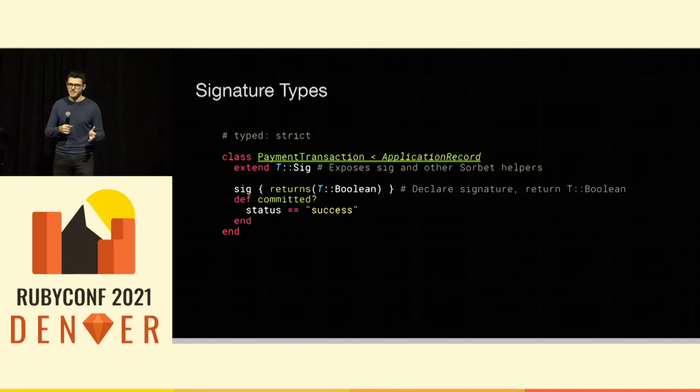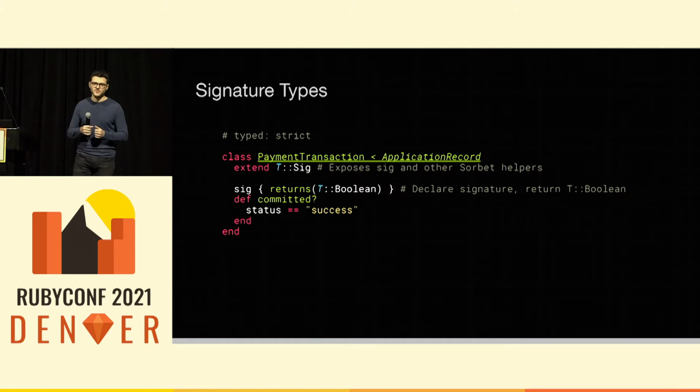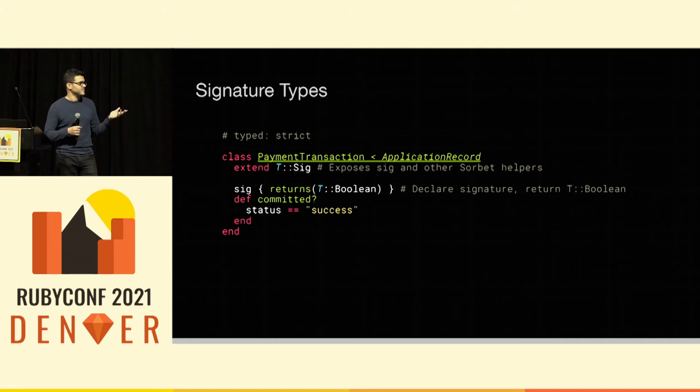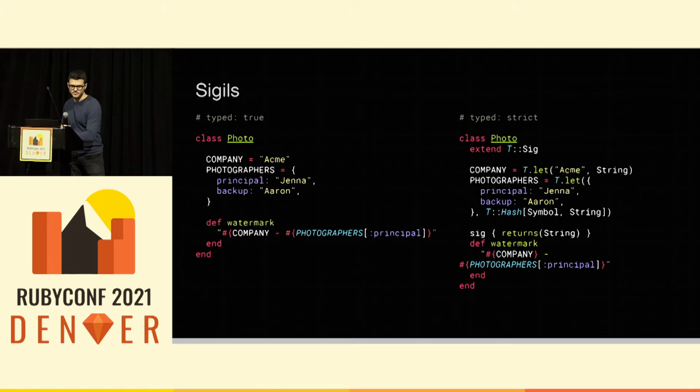This is valid Ruby. What it also allows Sorbet to do is to perform runtime checks. And I'll get into that in a second. But just so you see this example, there's a method called committed, and it returns a Boolean. We're declaring that it returns a Boolean.